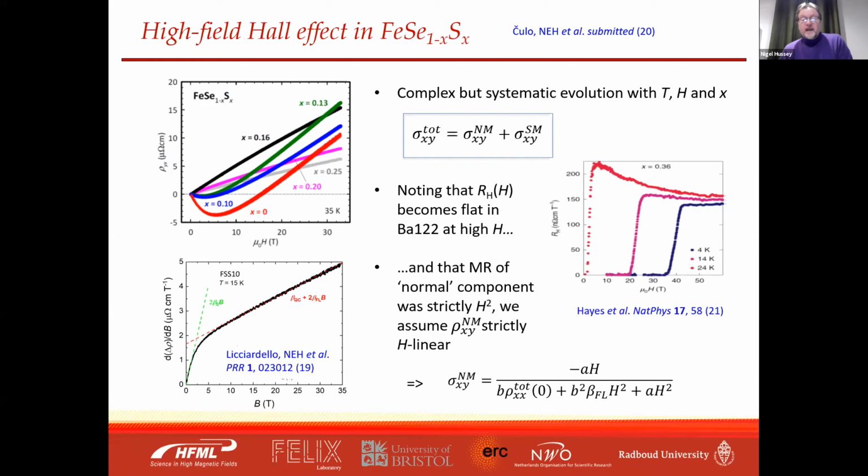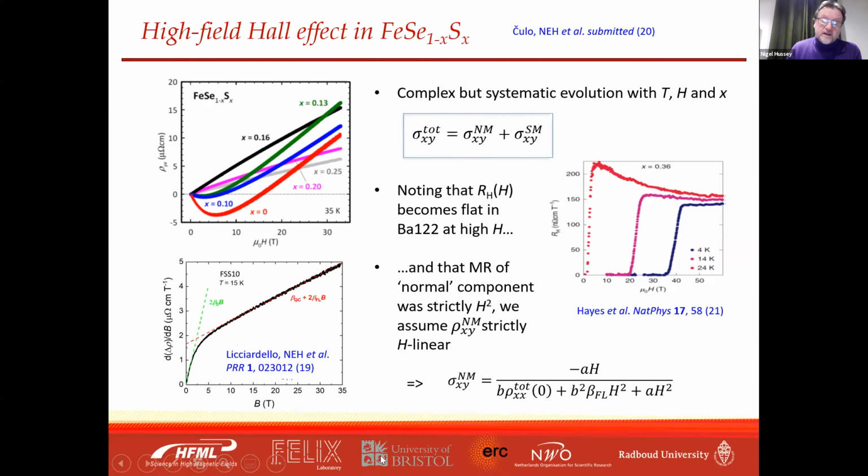And noting, again, from James Analytis' group, that the strange component appears to be suppressed in magnetic field, we assume then that the high field term is predominantly given by sigma xy normal metal. And because the magnetoresistance for the normal metal component is purely H squared, that suggests very strongly here that we have perfect charge compensation. And so we assume that rho xy for the normal metal component is strictly H linear.